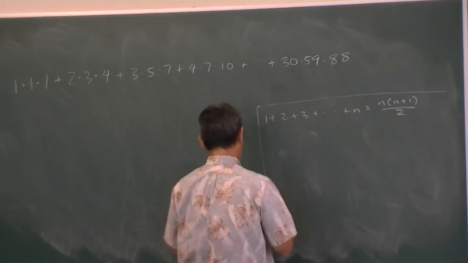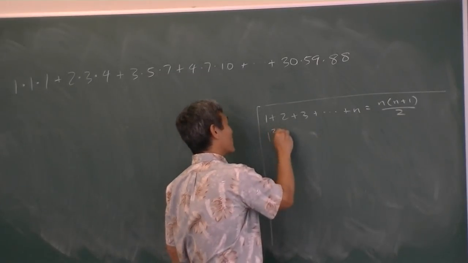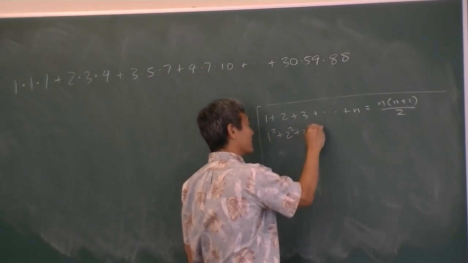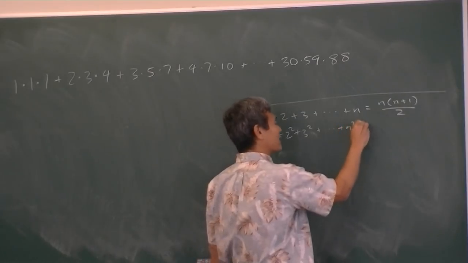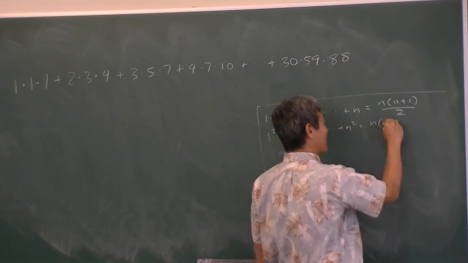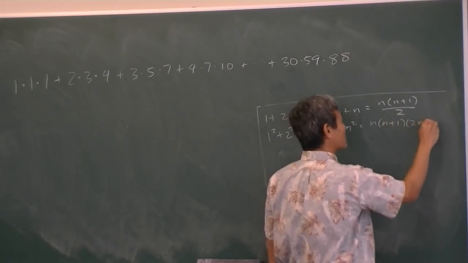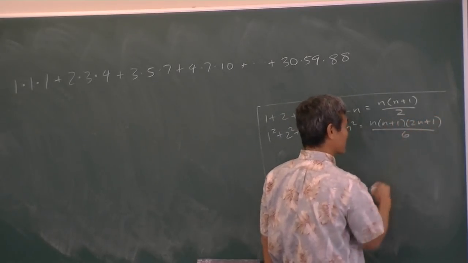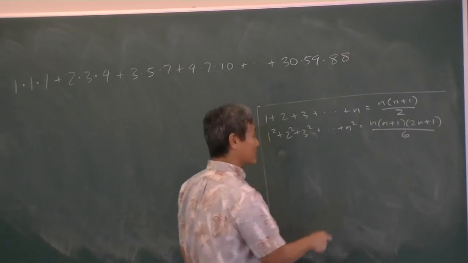Okay, what about 1 squared plus 2 squared plus 3 squared until you hit n squared? Is there a formula for that? Yeah. You bet your bippy there is. N times n plus 1 times 2n plus 1 all over 6. And don't tell me you never saw that before.